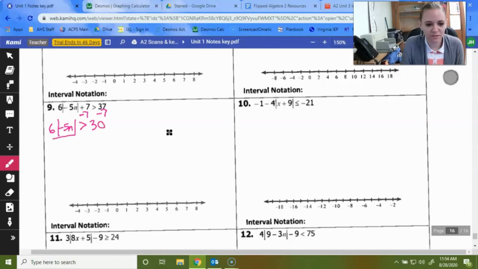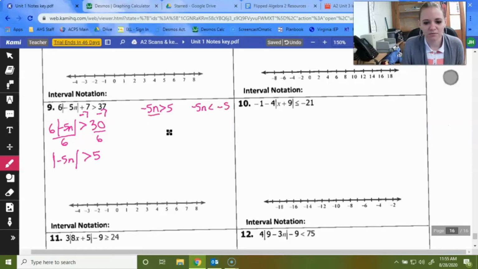Alright, divide by 6. Trying to make those absolute values a little bit distinctive, so a little bit higher than the rest of your numbers. That would be helpful. Alright, we've got this case, so we didn't divide by a negative, so we don't have to switch anything, and it's not a negative here. So the absolute value of something has to be greater than 5. So I want negative 5n to be greater than 5, but I also want negative 5n to be less than negative 5. Let's see what happens.